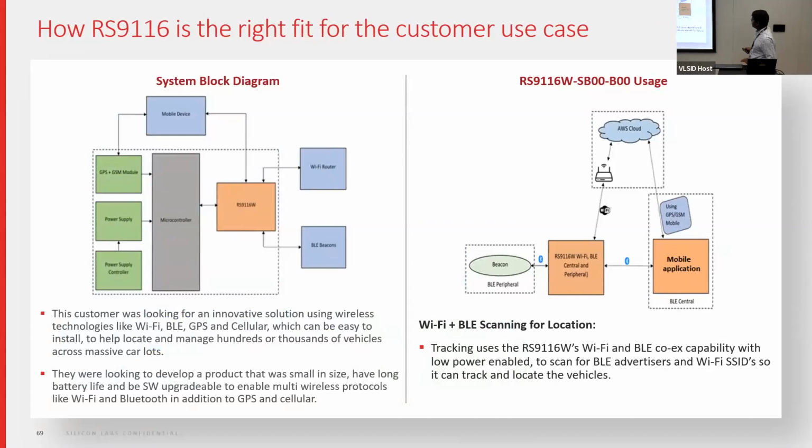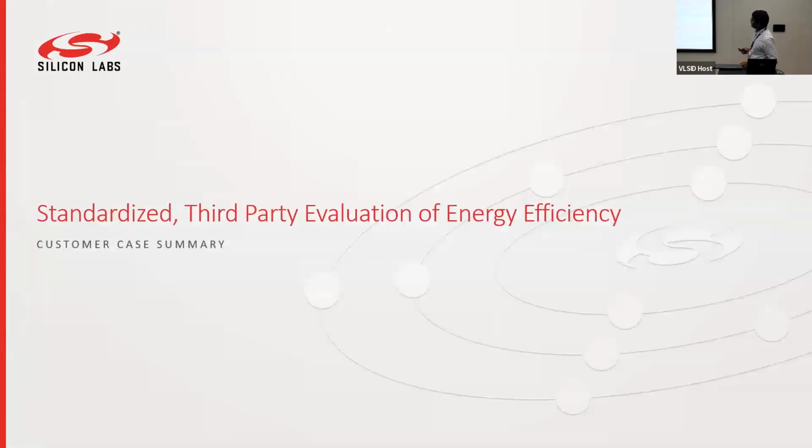This mobile application will use the provisioning, and Wi-Fi and BLE will be scanned. The tracking uses this Wi-Fi and BLE coex capability with low power enabled to scan for the BLE, and it will also check for the SSIDs which are nearby, and it will find that particular location, and the data is given to the cloud.